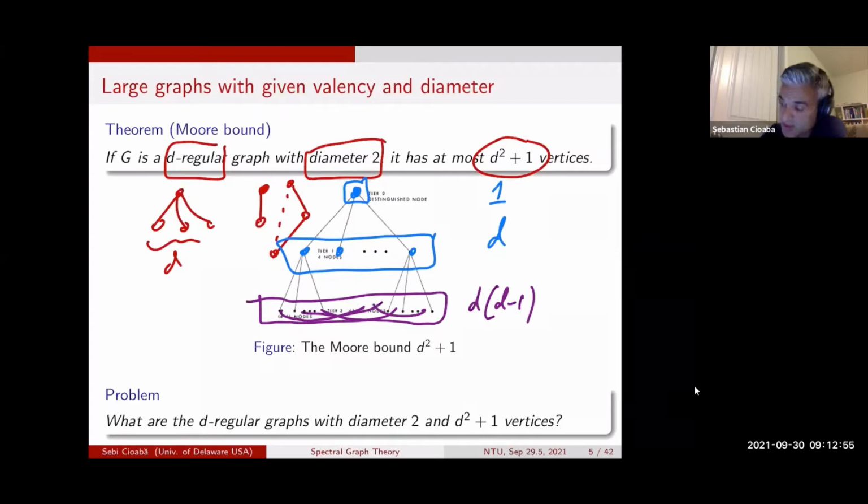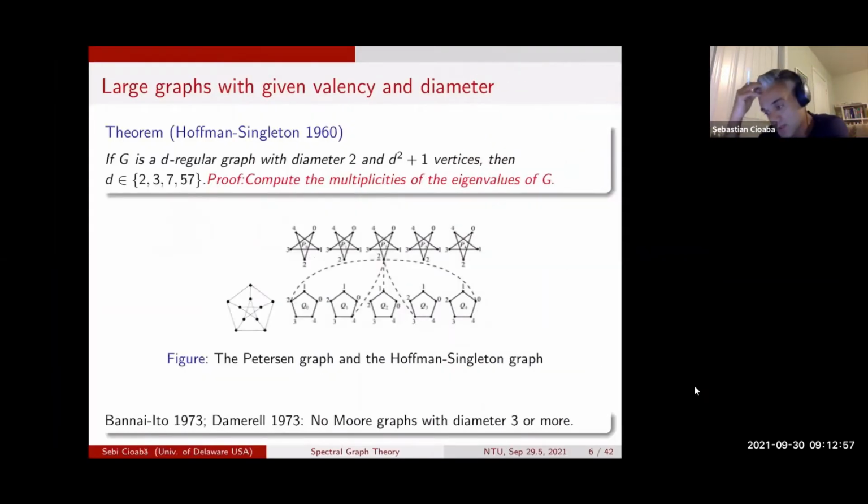So that's the question. And this was answered by Hoffman and Singleton in the 60s. They proved this beautiful result that says that if you have a d-regular graph with diameter 2 and d squared plus 1 vertices, then d has to be one of these values. It looks like some kind of alchemy, and you can try to wrap your head around where these numbers are coming from.